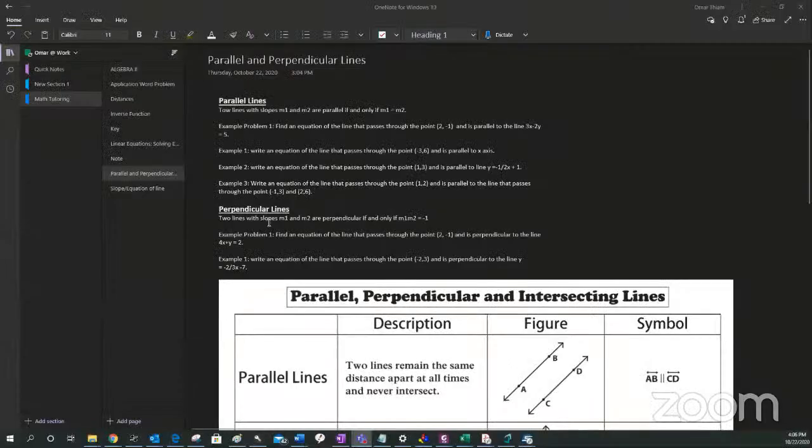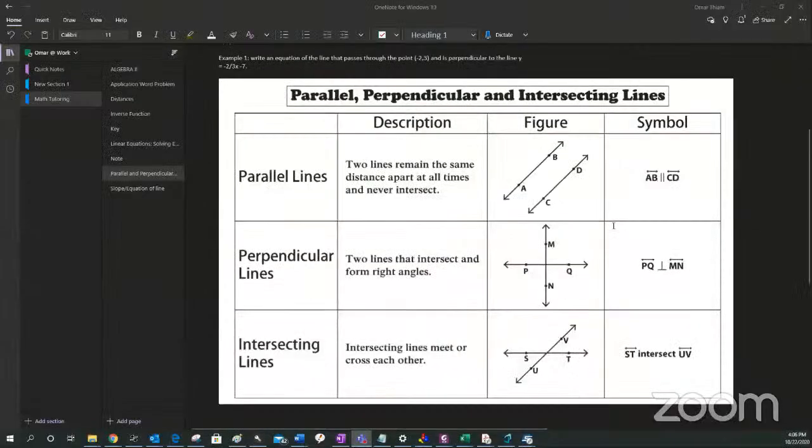For those two lines, I have this graph. As you can see, parallel lines remain the same distance apart at all times and never intersect. As you can see, A and B, C and D, they all go together, but they never intersect. And this is the symbol of it: the distance from A to B is parallel to the distance from C to D.